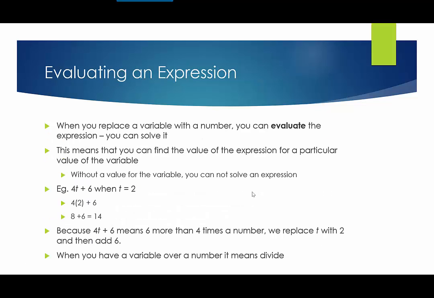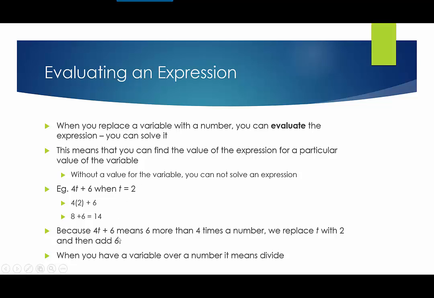Then we evaluate our expression. Evaluating our expression essentially means that you're solving it. You've been given enough information to solve your expression. And as I mentioned before, expressions do not have equal signs. 4t plus 6 is an expression. There is no equal sign here, but if you're given the value of t, then you can evaluate by substituting the t for the number 2. So 4 times 2 is 8, plus 6 is 14. We've evaluated or solved this expression because we had all of the information that we needed to do so.